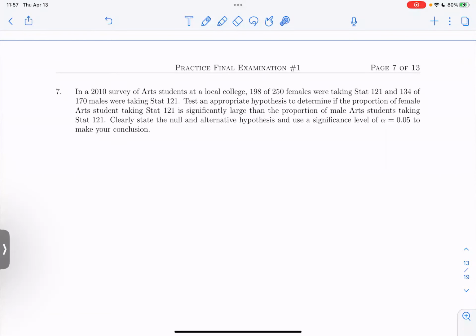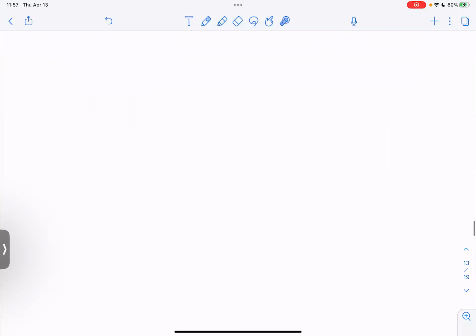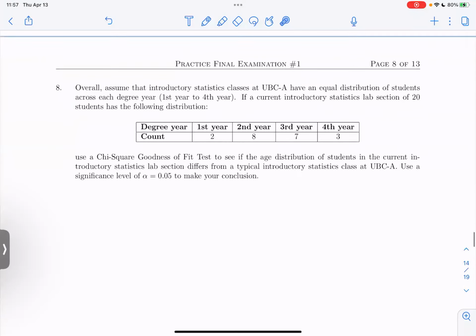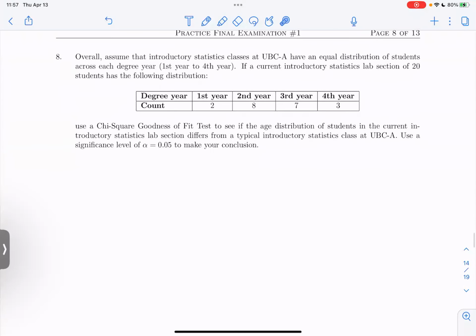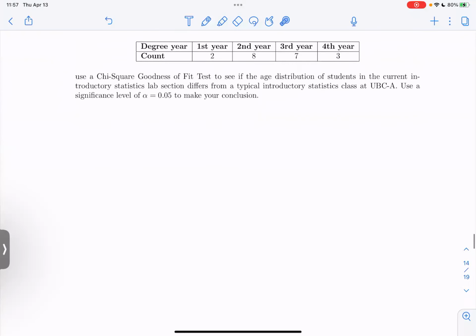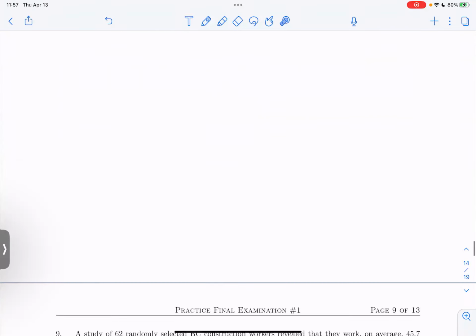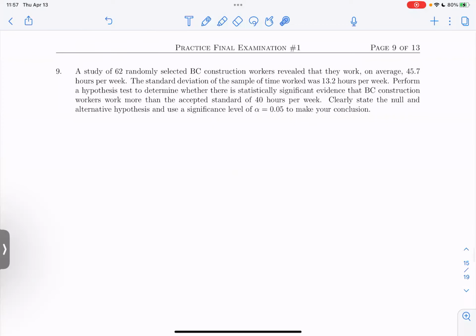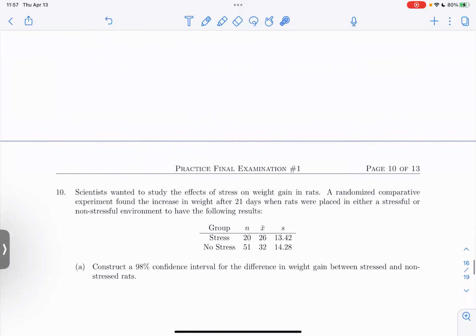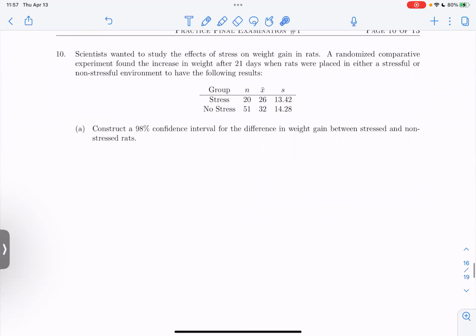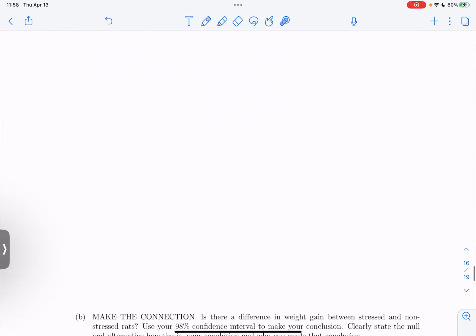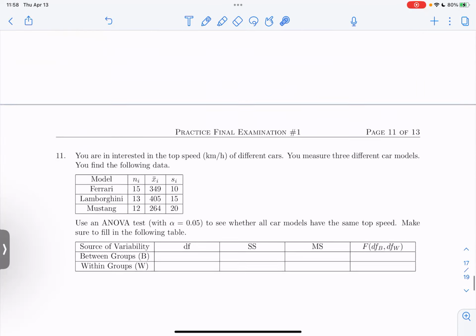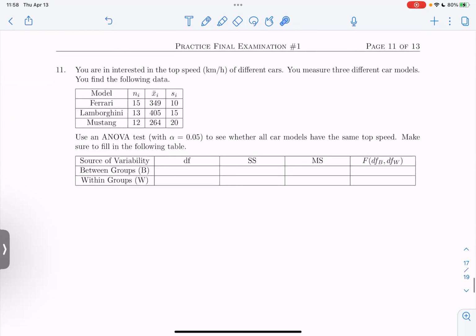But here, this is also a hypothesis test. Here's a goodness of fit test for practice. Hypothesis test, hey, that's more. And a confidence interval, ANOVA.